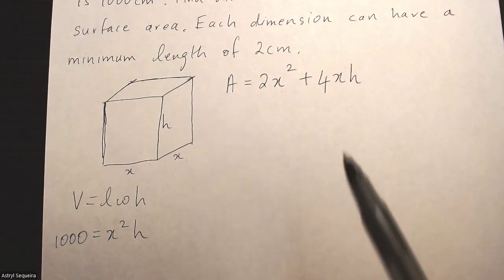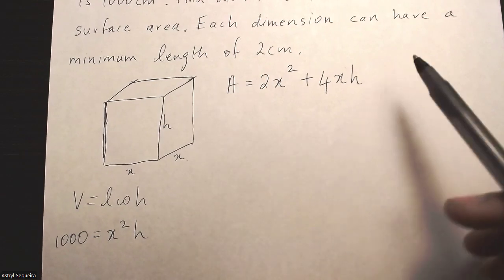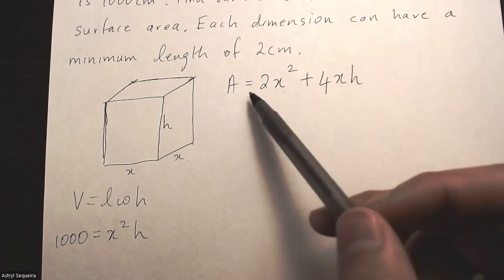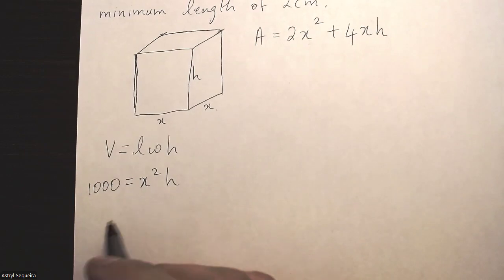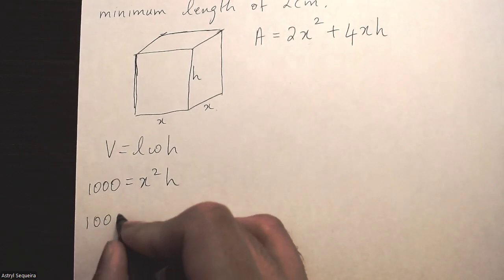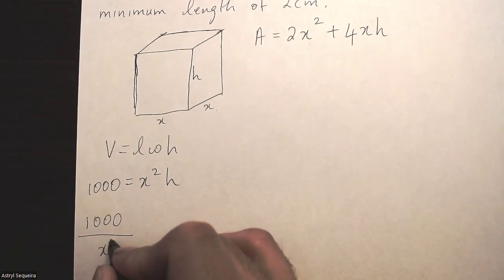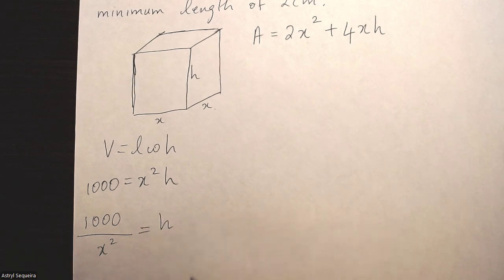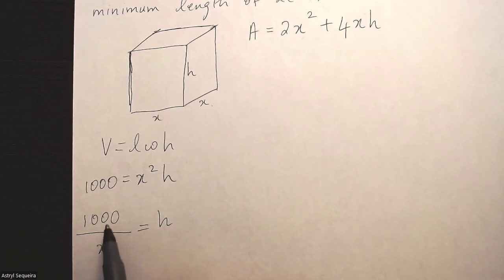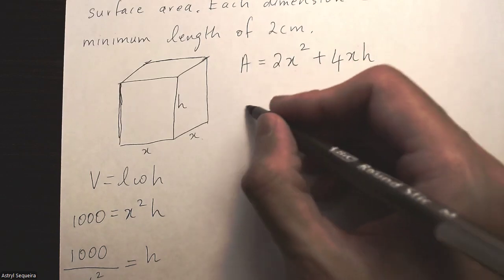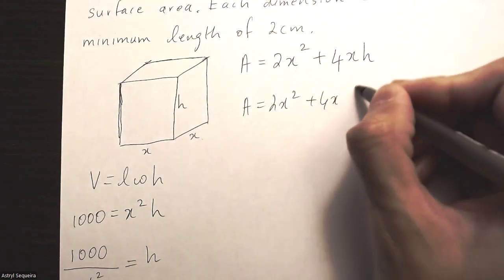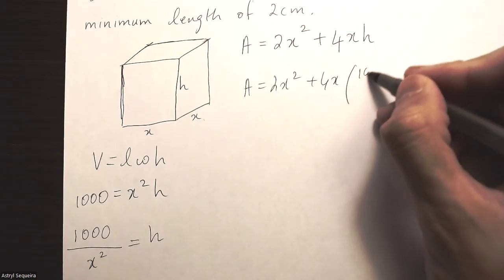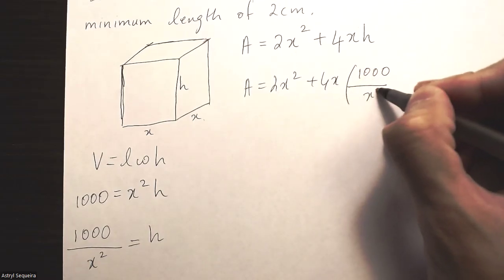So I need to minimize the area in this question, which means I have to derive it. But the problem is I have two variables here, so I have to get rid of one of the variables. The easiest variable to get rid of is the h. I'm going to get rid of the h over here by just dividing by x squared. And then I'm going to sub that in over here. That's just 1000 over x squared.